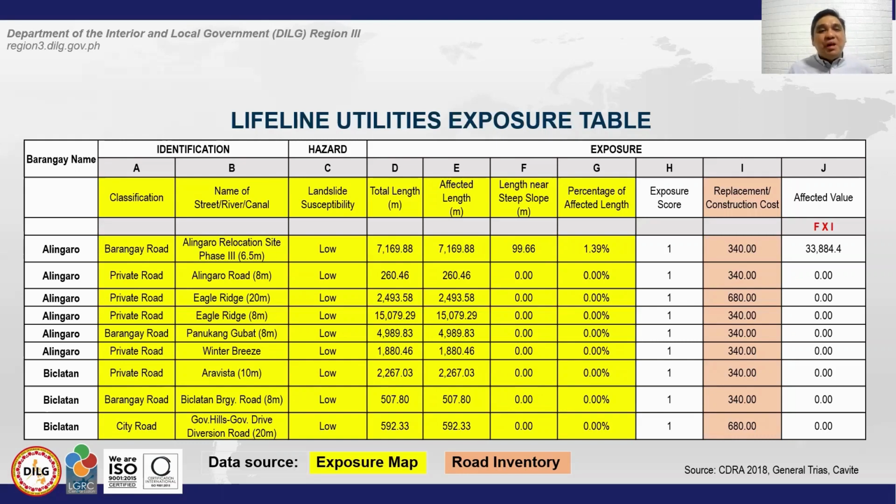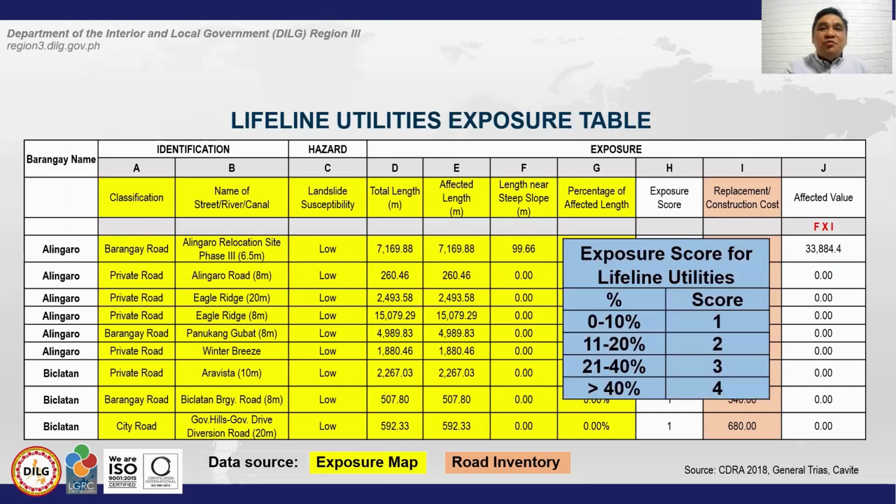But generally speaking, you may include the cost of affected structures or roads in the table even if they are identified as low susceptibility. Lastly, here are the parameters for the exposure score of Lifeline Utilities. At this point, your exposure data is already complete.